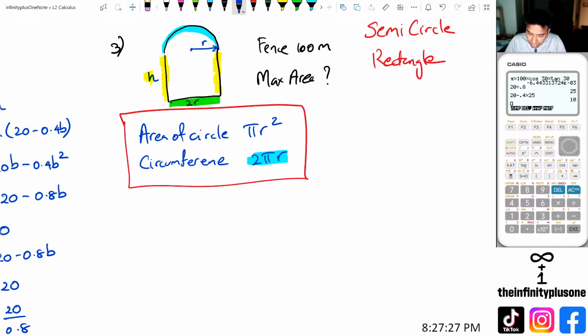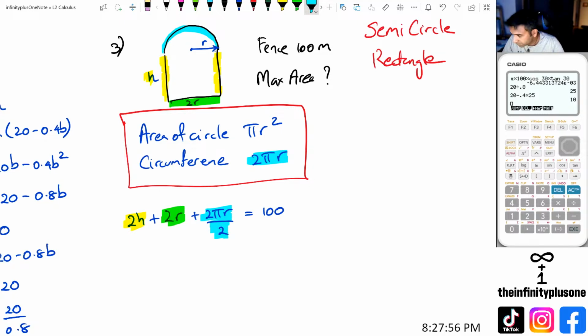So if we look at it, all these colored parts are equal to 100. So we can say 2h plus 2r plus the circumference, which is 2 pi r, divided by 2, all of that is equal to 100. So the 2h is the yellow part, the 2r is the green part, and then the circumference divided by 2 is the blue part.